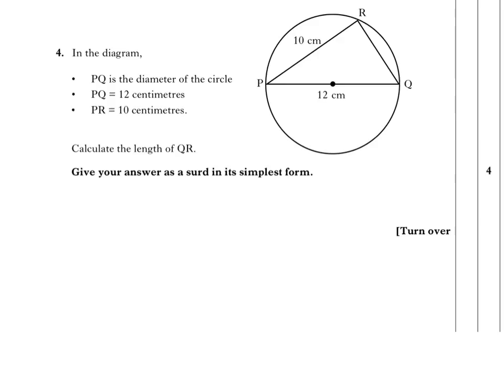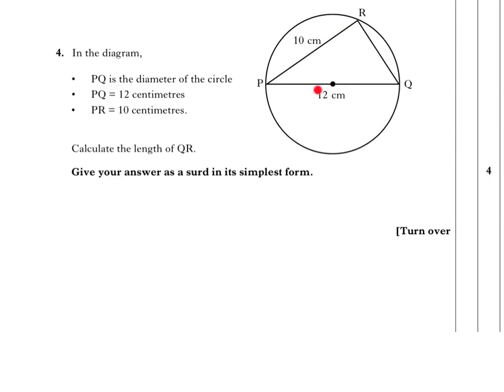Section 27, example 1. In the diagram, PQ is the diameter of the circle. PQ is equal to 12 centimetres. PR is equal to 10 centimetres. Calculate the length of QR. Give your answer as a surd in its simplest form. This is a kind of Pythagoras question mixed up with a wee bit of surds.